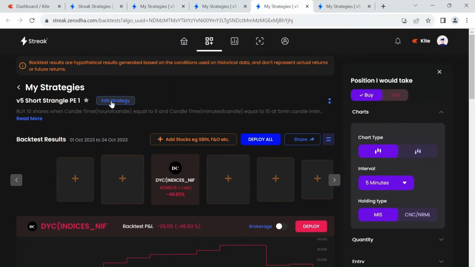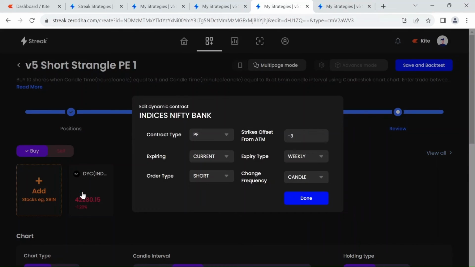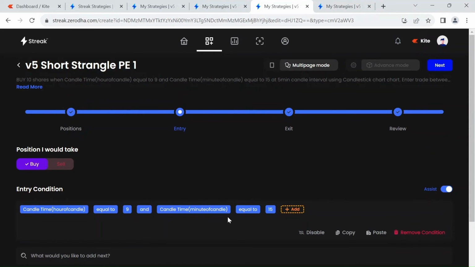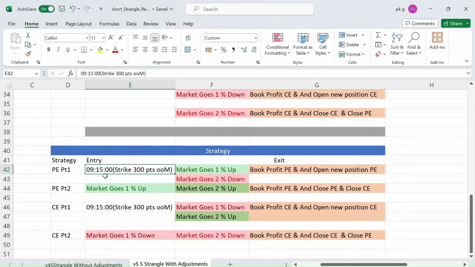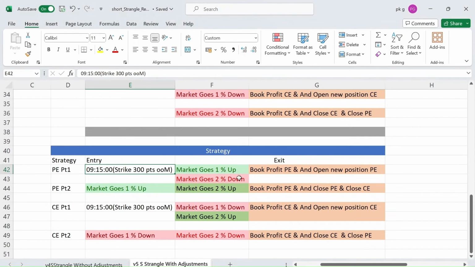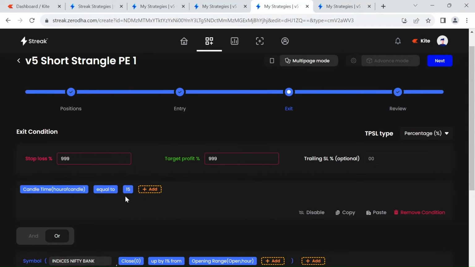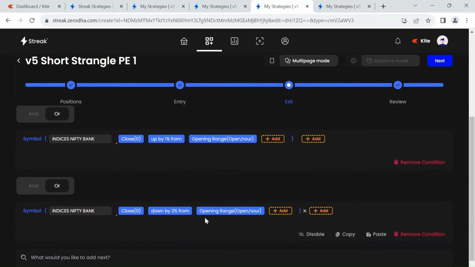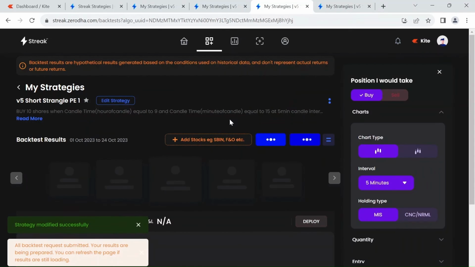And let's see PE part 1. So here I have added out of the money 3 strikes PE, and the other type is short, and all the remaining things are the same. And the entry condition is 9:15. So for PE part 1 our entry condition is just time is 9:15, and the exit condition is either candle time is equal to 15, that is, it is 3 o'clock, or market goes up by 1%, or market goes down by 2%. I have included these two. That is PE part 1.